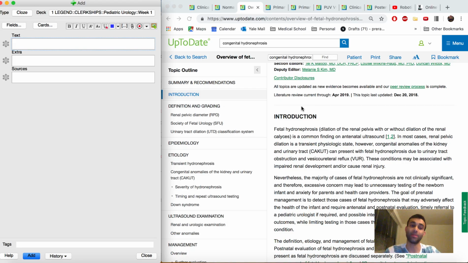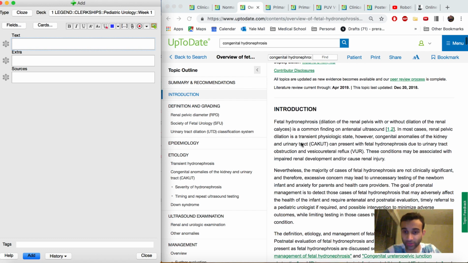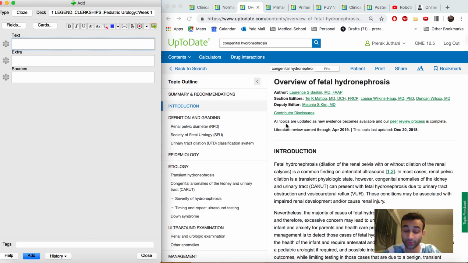So many of you asked how I make cards on Anki with new material. So I'm actually going to walk you through that today. I have a procedure tomorrow for which I need to know a certain number of things. And I need to make cards for it really quick. So for example, I need to make cards on fetal hydronephrosis.